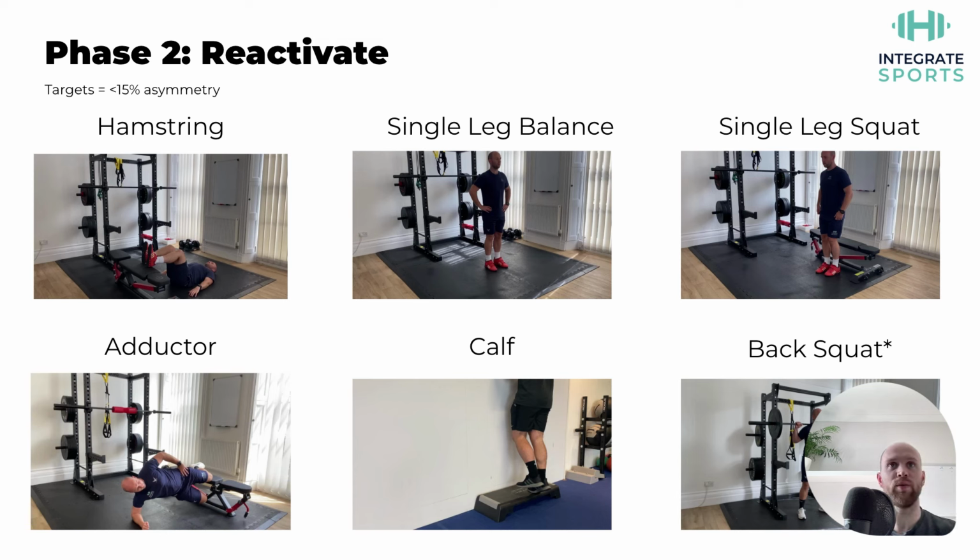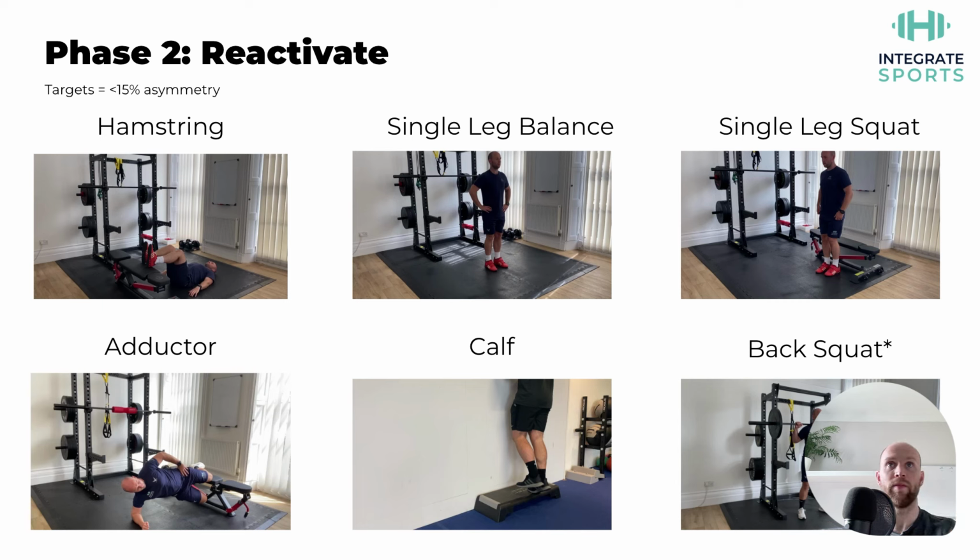Now, phase 2 is all about reactivating those muscle groups again, trying to increase tissue capacity and force development in the key muscle groups that support the knee. The key thing here is trying to reduce asymmetry. So what we're looking to do is get some of the key scores down below 15% of asymmetry between the left and the right side.